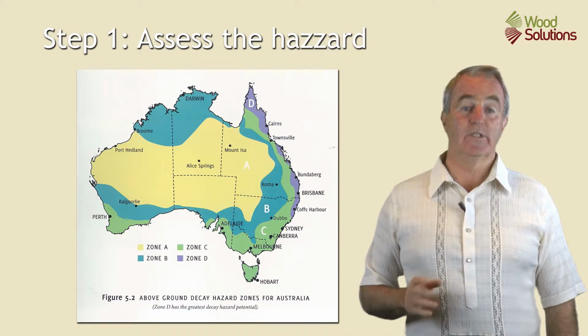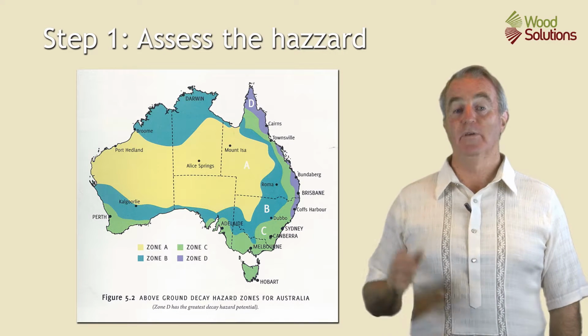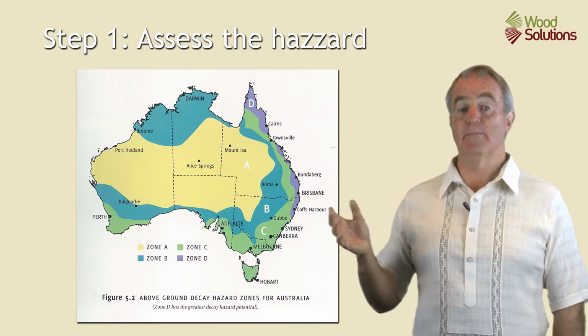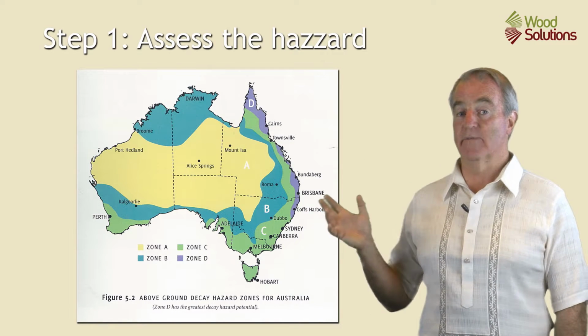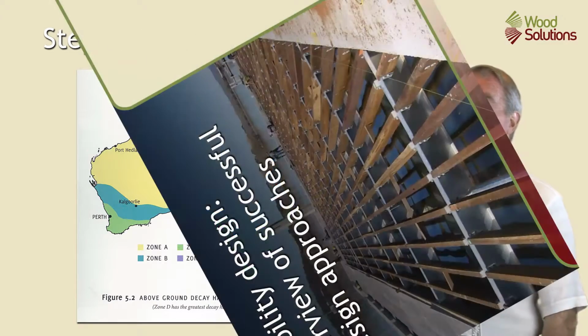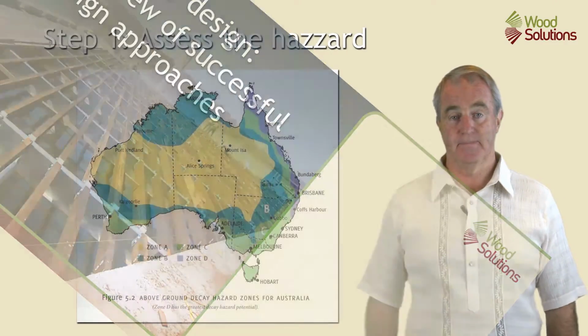The situation on the site also impacts the hazard level. Timber used outside above ground is in hazard class 3. However, this map shows the likely intensity of this hazard class in different zones of Australia, where Zone D is the most hazardous and Zone A is the least.